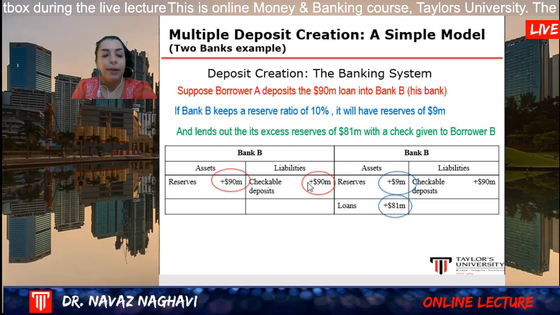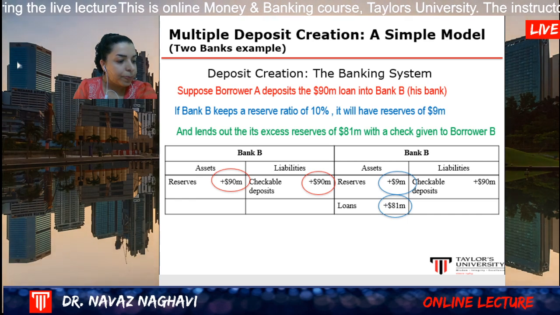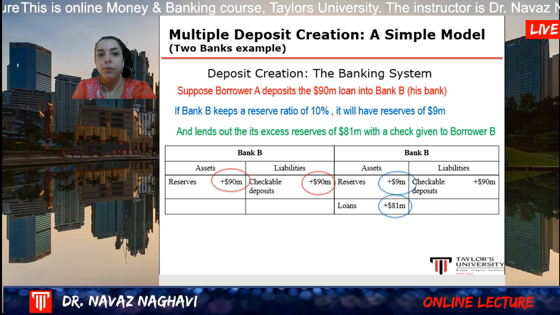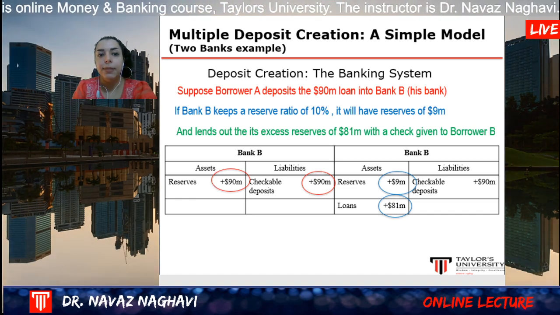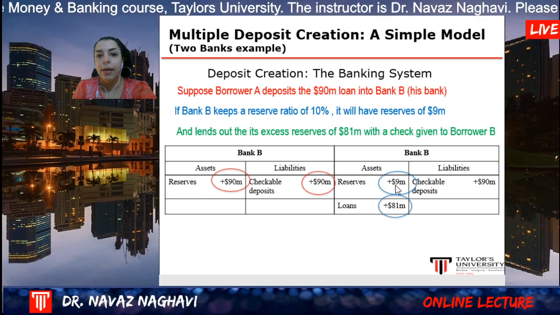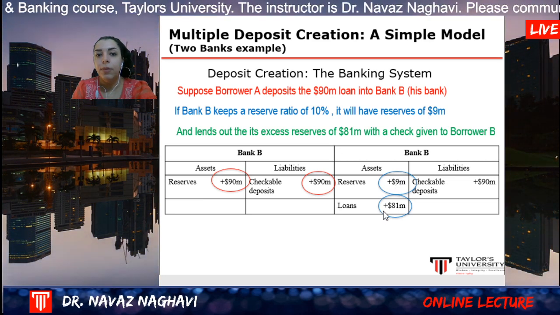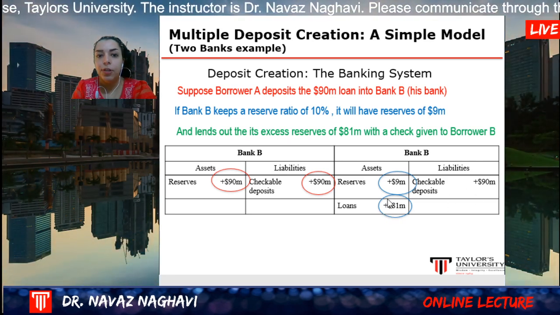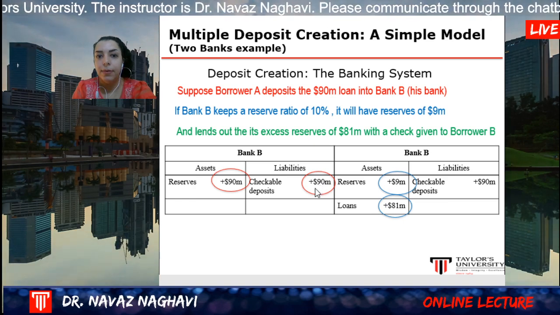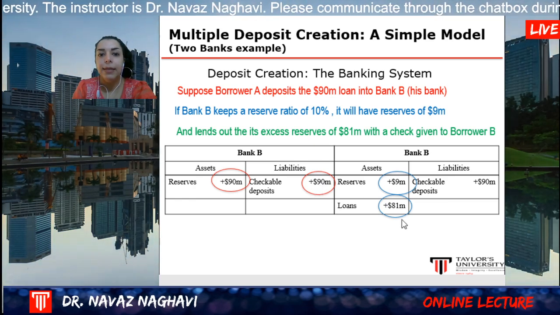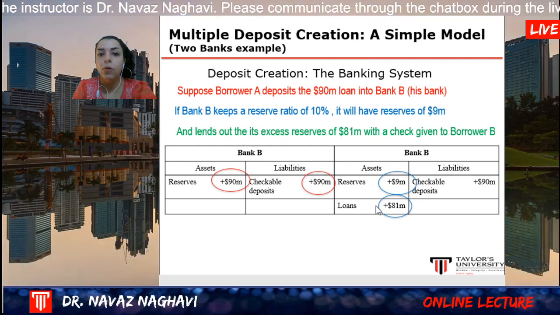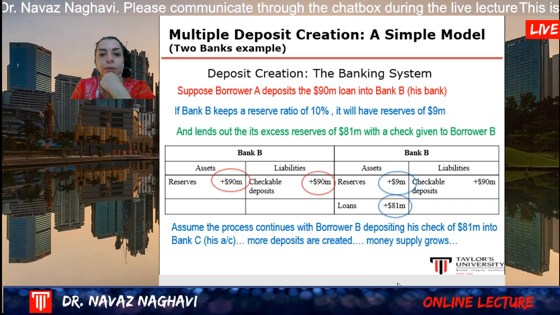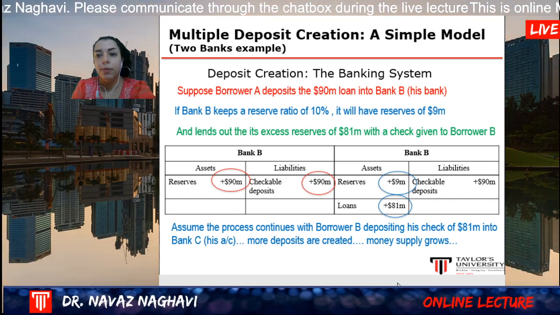Now, this bank is again very happy. So 90 is the reserve. 10% has to go for the reserve ratio, so 10% of 90 is equal to 9. And the remaining is the amount that this bank wants to give as a loan, so 81. So the total amount of the checkable deposit remains 90. So now you can see that again the amount of the loan is equal to the amount of the excess reserve. So can this process continue?